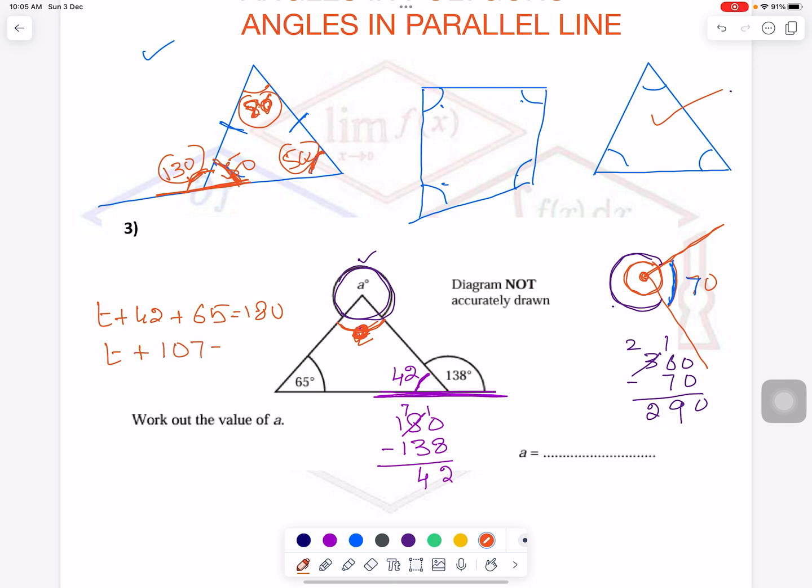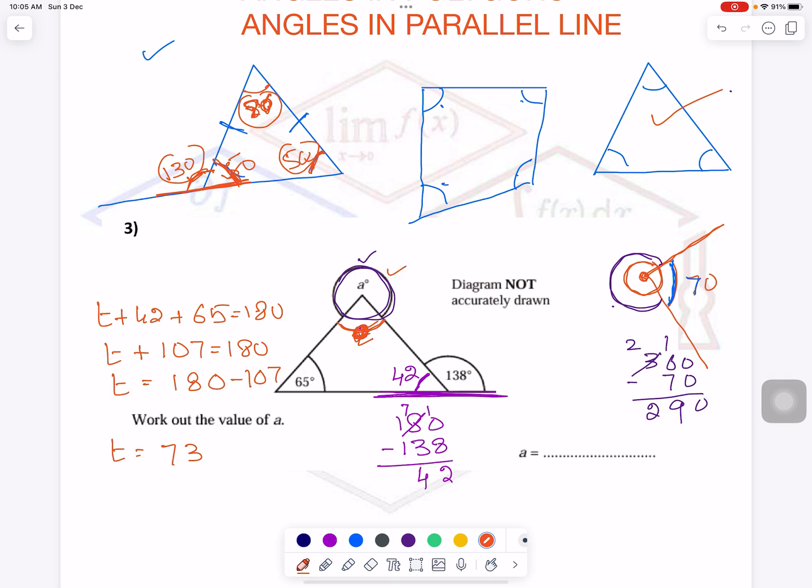107 is equals to 180. And then you will minus it from 180. So it will be what? 73. Agreed? So now your value of T is 73.